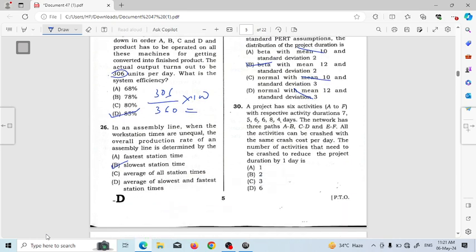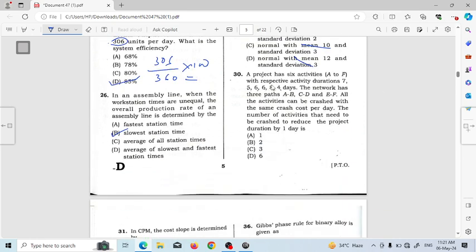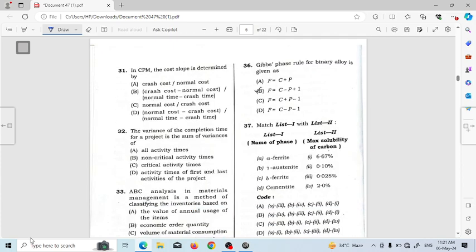Next, a project has 6 activities A to F with respect to durations 7, 5, 6, 6, 6, 8, 4. The network has 3 paths: A, B, C, D, E, F. The activities can be crashed with the same crash cost per day. The number of activities that need to be crashed to reduce the project duration by a day: that means 3 activities need to be crashed by 1 day to reduce the project duration. So option C is the correct answer.